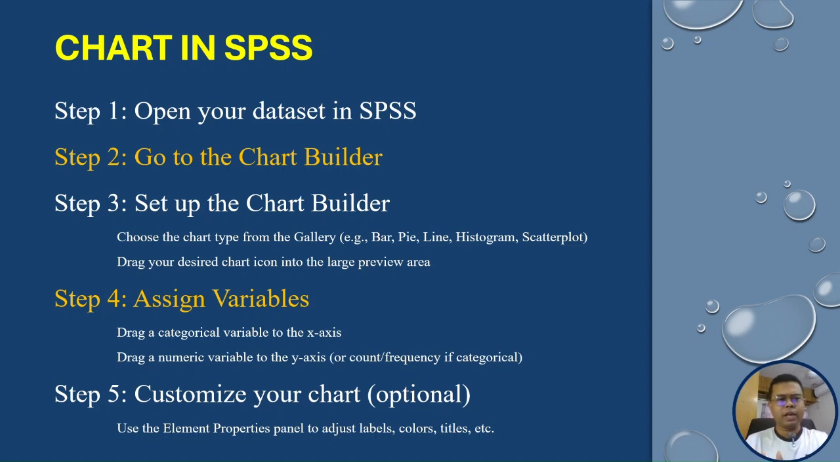So there are very basic 5 steps. Number 1, you need to open a data set. Then you need to go to the chart builder, set up the chart builder, assign some variables, and if you want, it's optional, you can customize your chart. So don't waste time, just directly go to the practice.